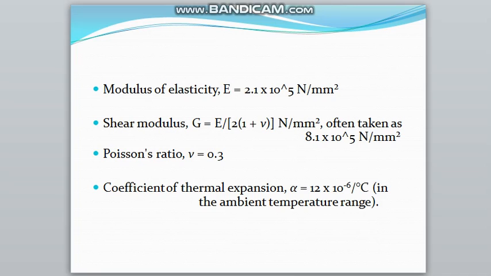And coming to the coefficient of thermal expansion, denoted by alpha, in the ambient temperature range it is 12 × 10^-6 per degree centigrade. So these are some important factors considered in steel design: modulus of elasticity, shear modulus, Poisson's ratio, and coefficient of thermal expansion.